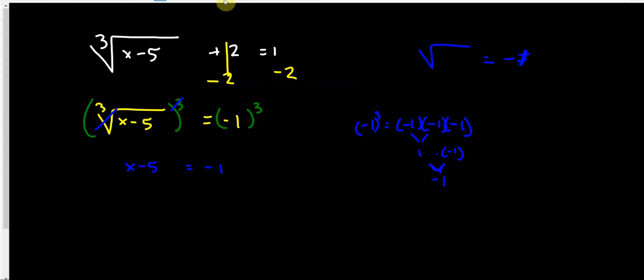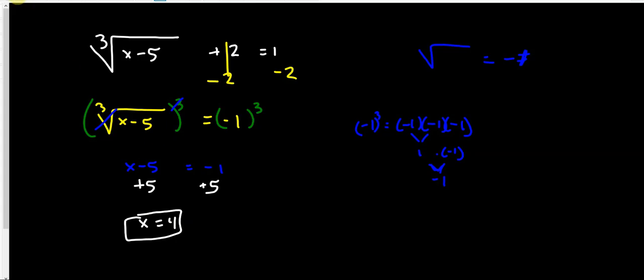Alright, now, this is a very simple solve from here. I just need to add 5 over. And x will equal negative 1 plus 5 is 4. Alright. Okay, and you could check that one. That one will work out. Okay, that's not too hard.